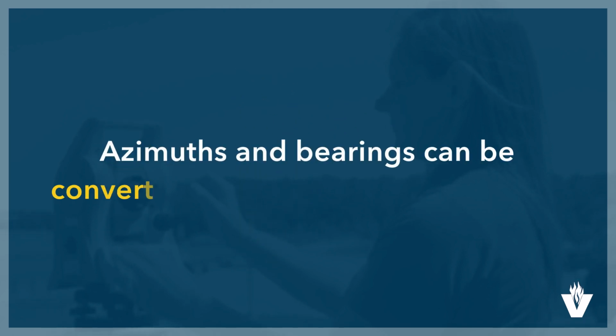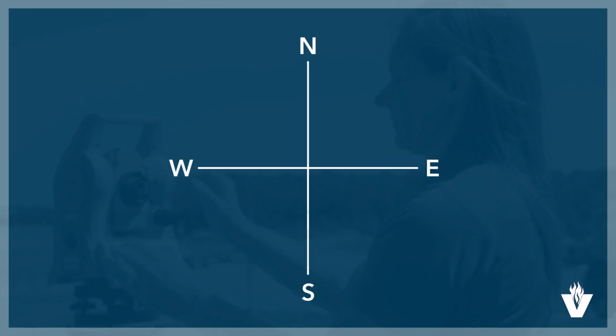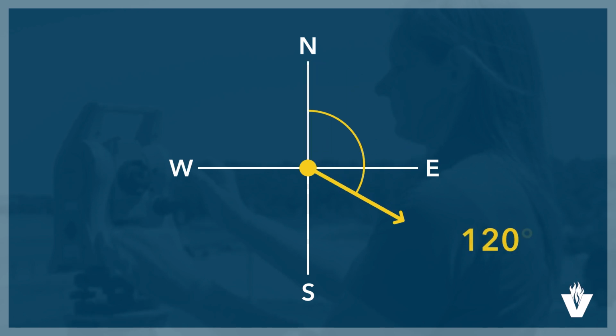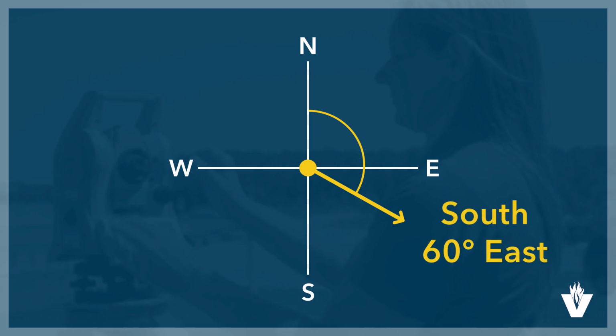Azimuths and bearings can be converted from one form to the other. Draw your line of interest into the appropriate conversion chart, with the starting point at the center of the compass. Then apply the calculation from the quadrant where your line is located. For example, converting from an azimuth of 120 degrees to a bearing requires subtracting the azimuth value from 180 degrees and adding the appropriate cardinal direction designation to obtain south 60 degrees east.